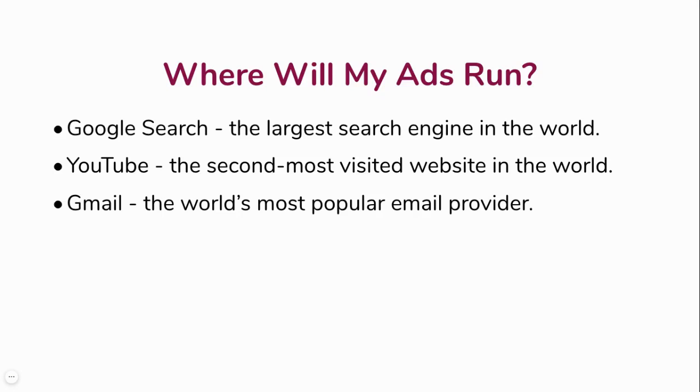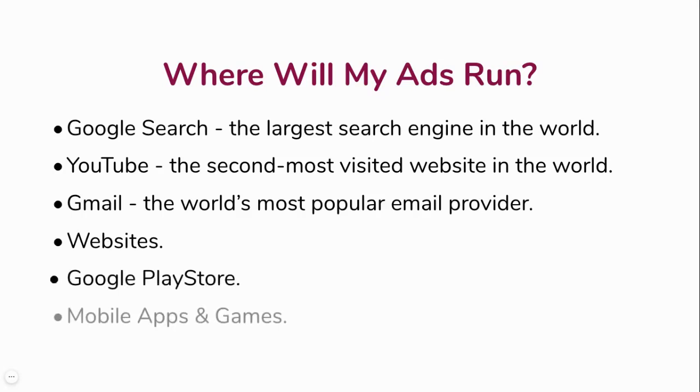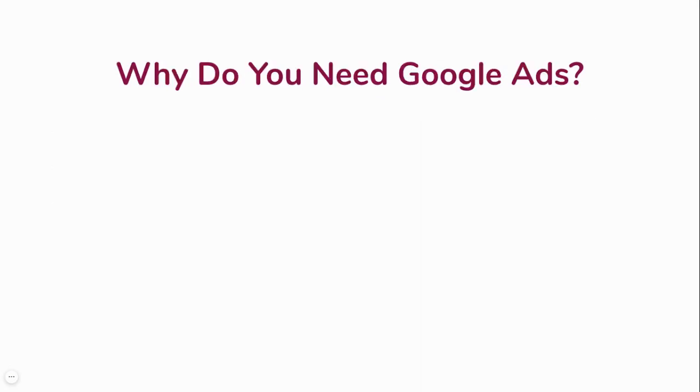Google has such a wide reach. Websites: Google partners with a lot of websites. So you can go on a blog, for example, a gossip blog, you're just reading an article, and then you see a Google ad. Google Play Store, mobile apps and games. If I'm playing a game or using a mobile app, I'm sure you've seen this. You've come across ads that just show up when you're playing a game or using some app. That is so powerful, right?